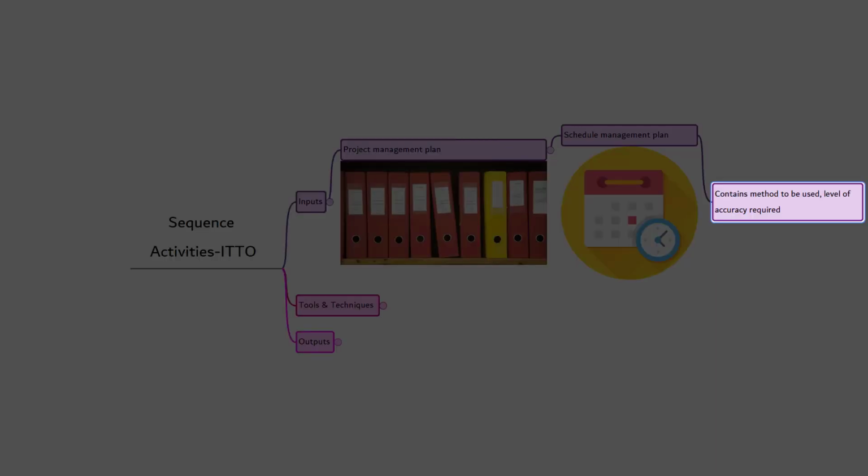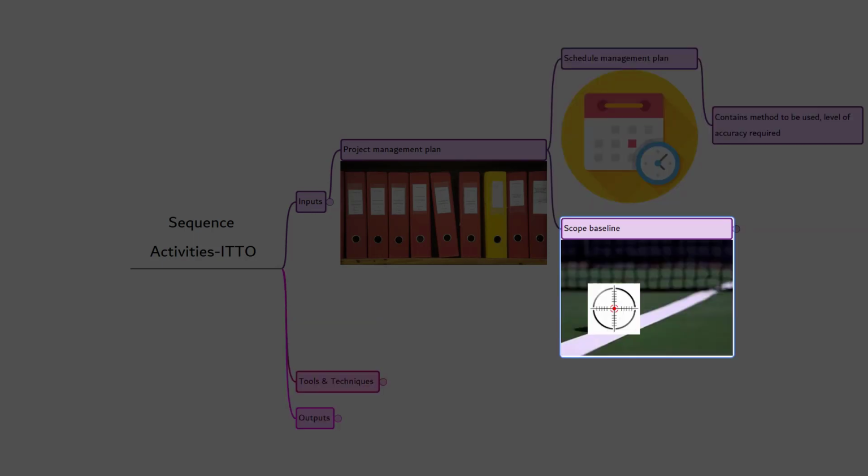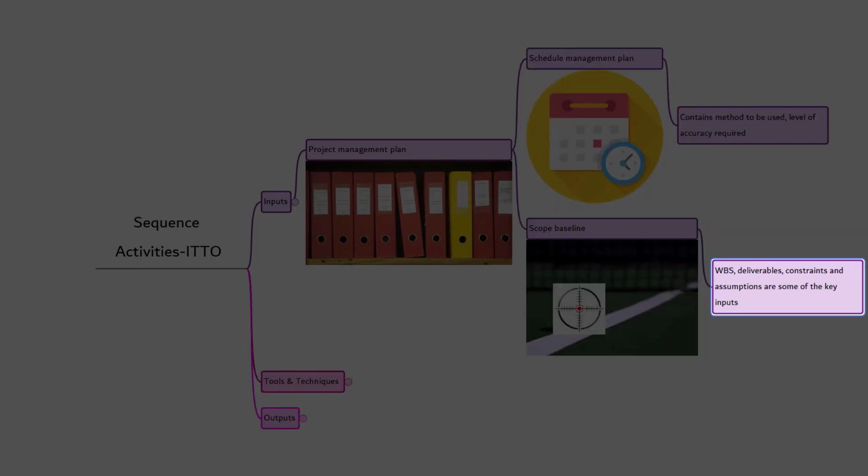To sequence the activities, you need the method to be used, level of accuracy required, and other criteria required to sequence the activities, and schedule management plan will have all that information. Second, scope baseline. While defining the activities, components of scope baseline, such as the project WBS, deliverables, constraints, and assumptions, are some of the key inputs.